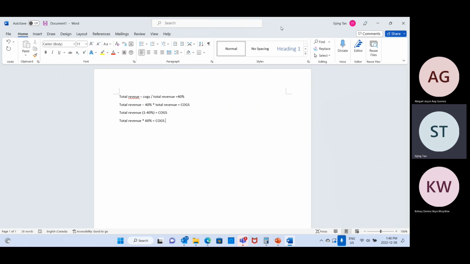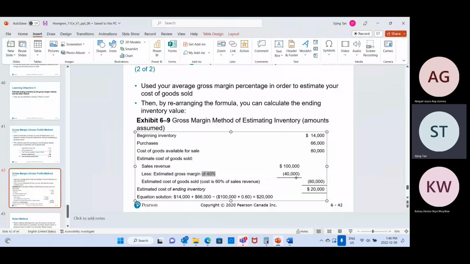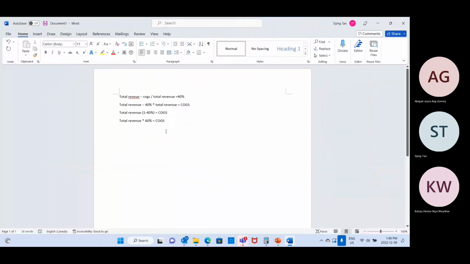Because for this question, the example, the total revenue is $100,000. That's why the estimated cost of goods sold is 60,000, because we simply use 100,000 times the 60%. Why do we use this? Because the formula looks like this. Does that make sense?